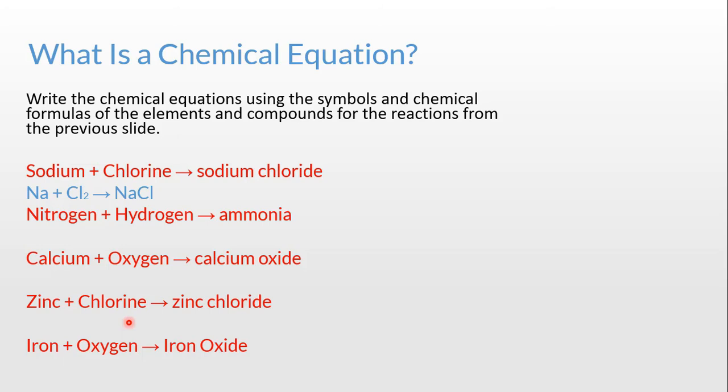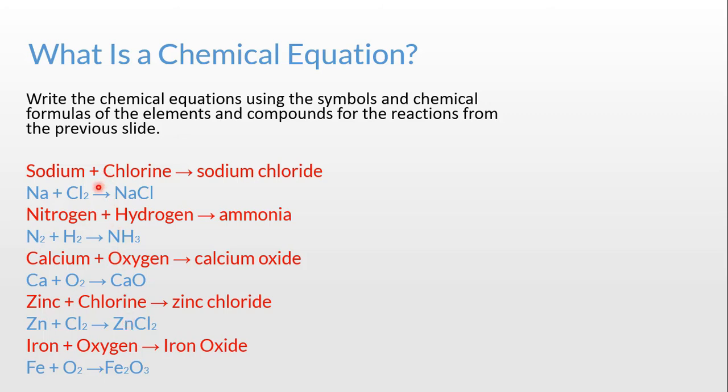Na plus Cl2 giving us NaCl for the first equation. Second equation, N2 plus H2 giving us NH3. Third equation, Ca plus O2 giving us CaO. The fourth equation, Zn plus Cl2 giving us ZnCl2. The last equation, Fe plus O2 giving us Fe2O3.